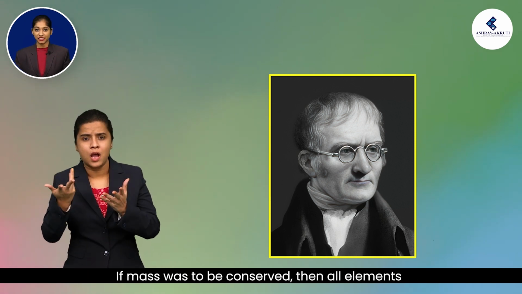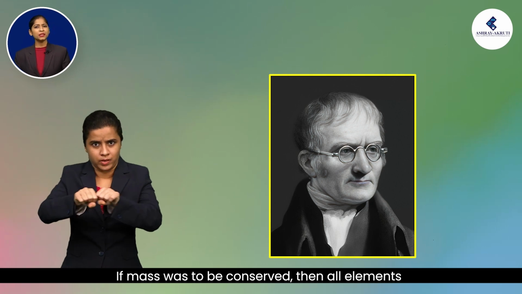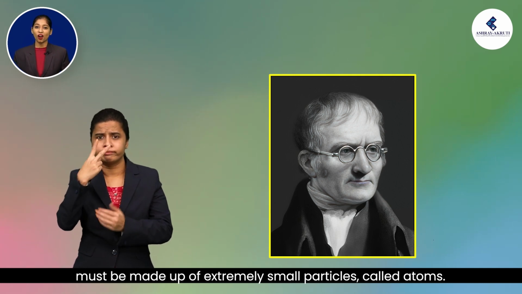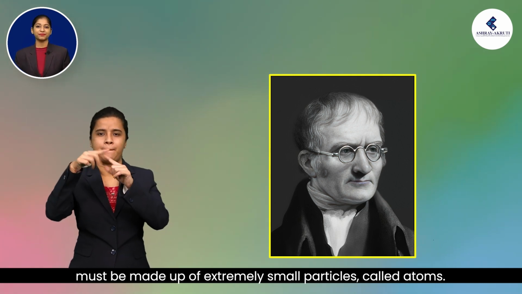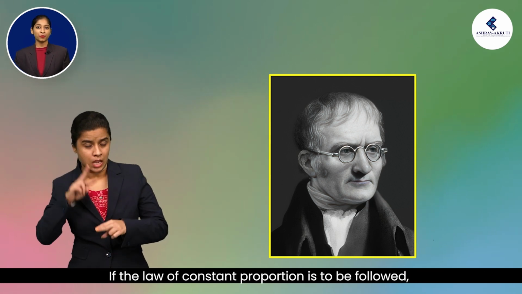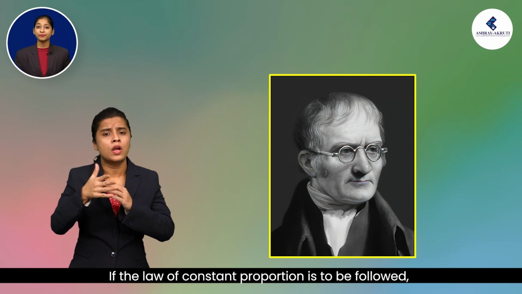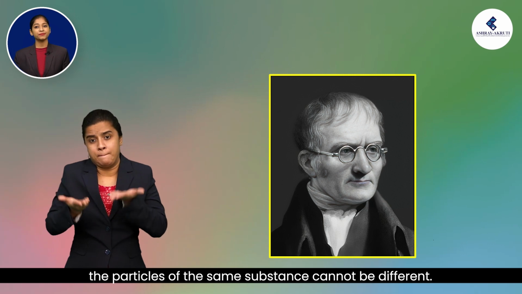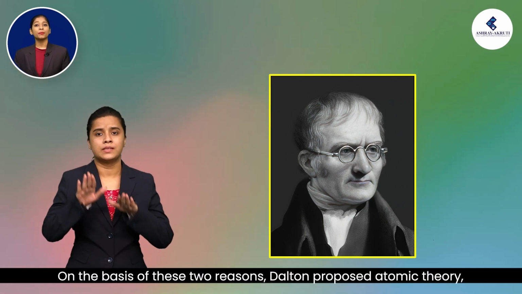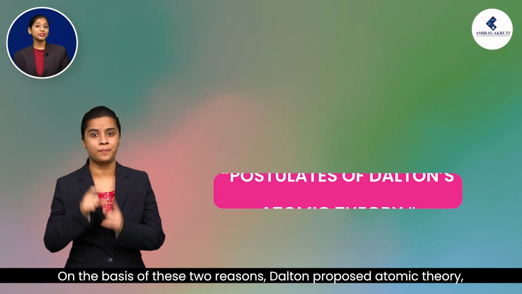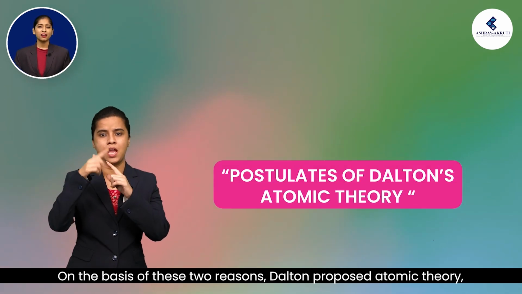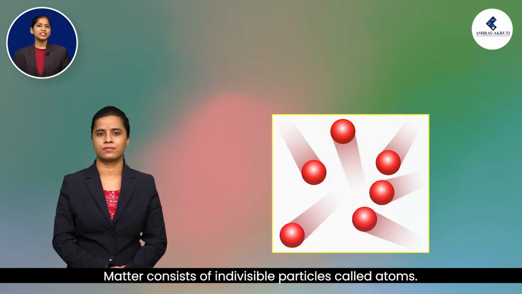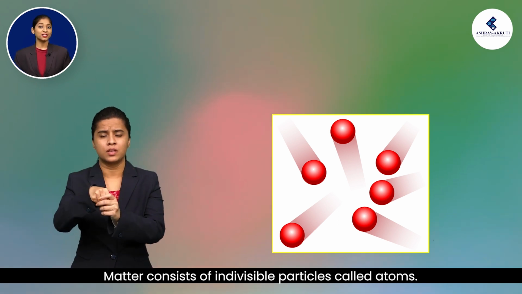If mass was to be conserved, then all elements must be made up of extremely small particles called atoms. If the law of constant proportion is to be followed, the particles of the same substance cannot be different. On the basis of these two reasons, Dalton proposed atomic theory, a new system of chemical philosophy. Matter consists of indivisible particles called atoms.